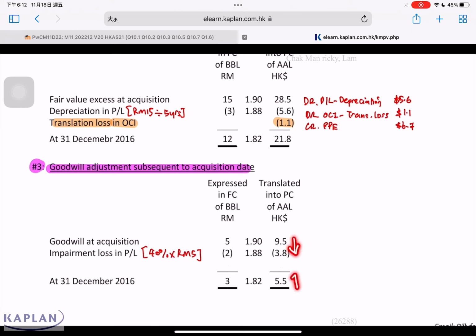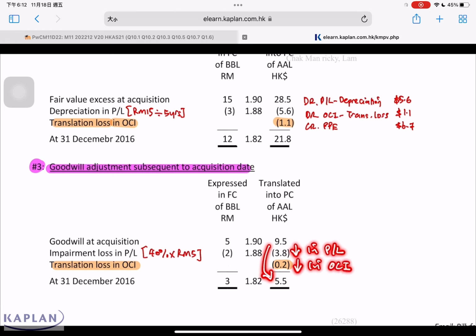Again, we have to calculate the differences. Balancing figure. 9.5 minus 3.8 equals to 5.7. After translation from functional currency to presentation currency, the goodwill is only 5.5. There's a drop of 0.2. This represents a loss. Because it's a drop to the assets, it's a loss. So this represents a translation loss. This is the loss. Next year may be a gain or loss. This translation loss is just a difference we put in OCI, 0.2. We have to adjust from 9.5 to 5.5. There are 2 adjustments. The first adjustment is impairment loss. Impairment loss of goodwill always goes to P&L and can never be reversed.